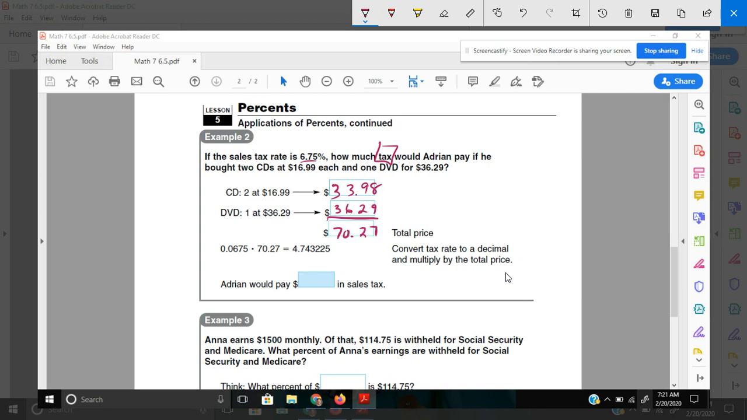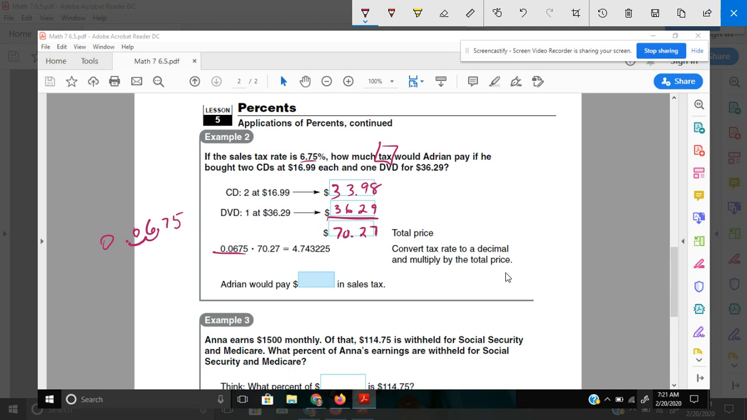6.75% of your total. So we just need to make our percent, 6.75, into a decimal. So move it twice, 1, 2. We'd have to add in a 0. So that's where they're coming up with 0.0675 times our total price to give us 4.743225.